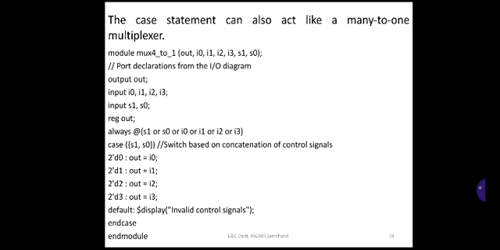If you are not giving any of these values 0 0, 0 1, 1 0 or 1 1 for S1 and S0, then it does not match with any of the alternatives, 2'd0, D1, D2 or D3. Then the default statement, using the display function, invalid control signal, is executed. Then end of the case block, end of the module. So this is about the case statement.